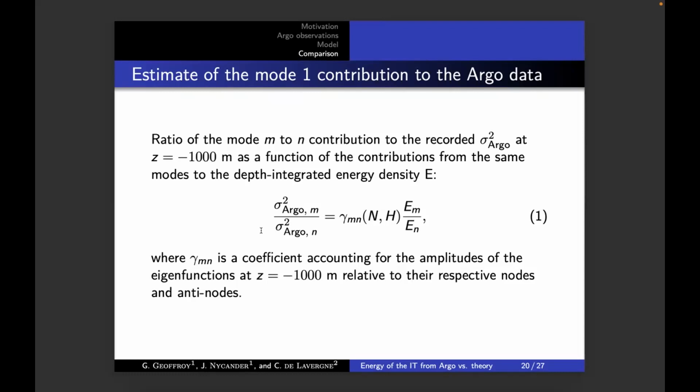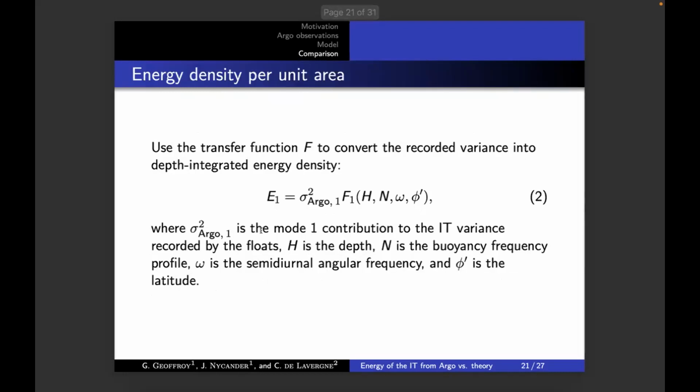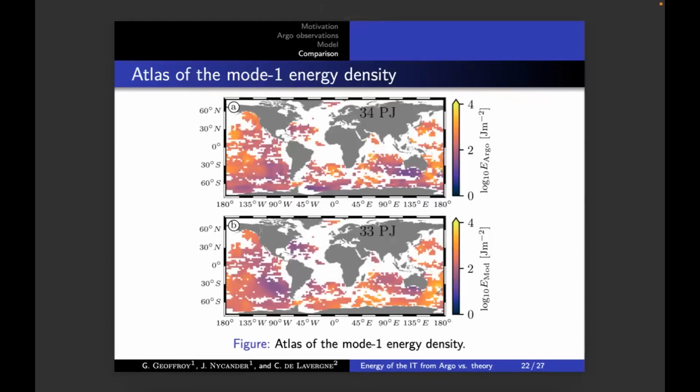Okay, so using this, we can estimate the fraction of the variance recorded by Argo that is due to mode 1. And we can simply use this variance of mode 1 to scale the mode 1 profile that will allow us to recover the depth integrated energy, right? So that's what we do. Actually, this gives you the potential energy, but you can use the polarization relation to get the kinetic energy and then get the total energy in the end. Right. So that is the result.